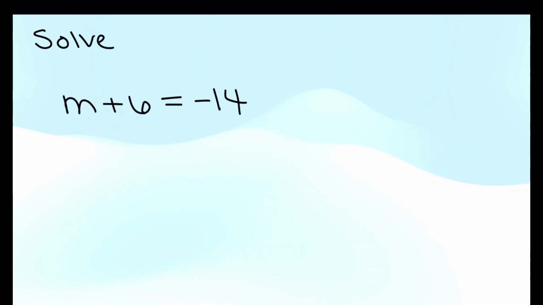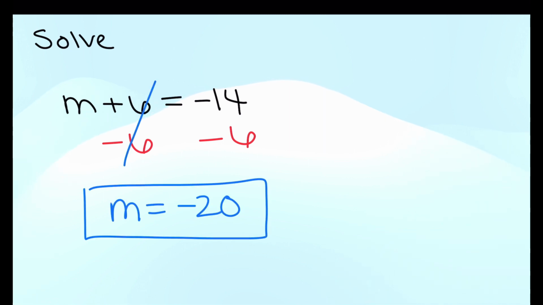Here's another one. m plus 6 equals negative 14. We want to get rid of the plus 6, so we have to do the opposite. This time I'm going to subtract 6 from both sides. The 6's go away on the left. I'm just left with m. Negative 14 minus 6 is negative 20. And there's my solution. m equals negative 20.